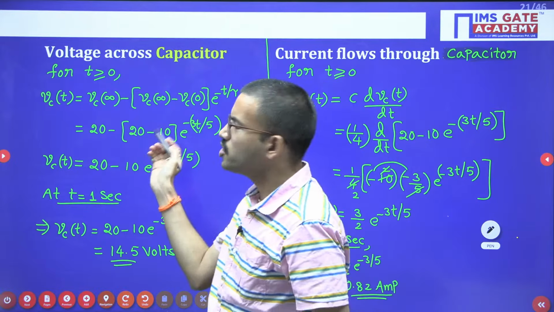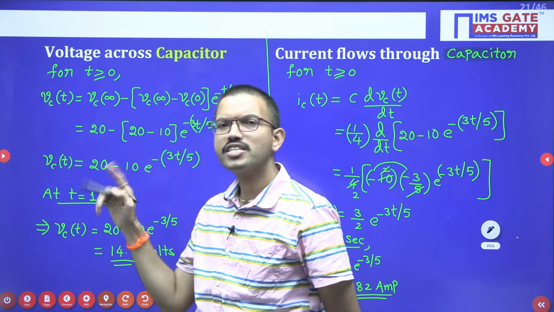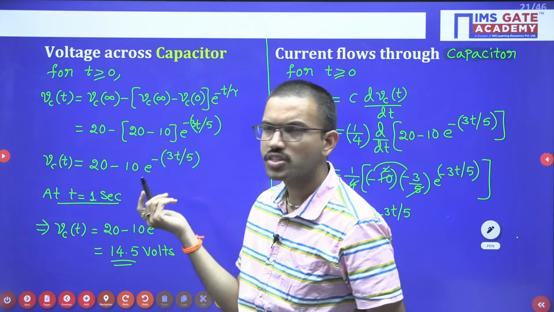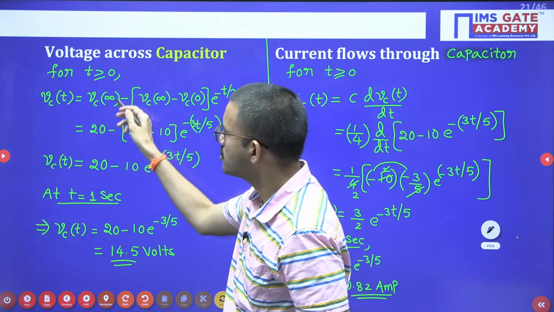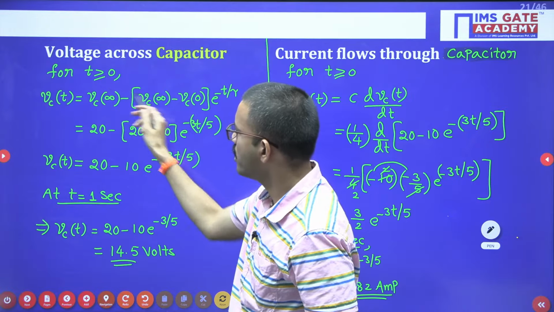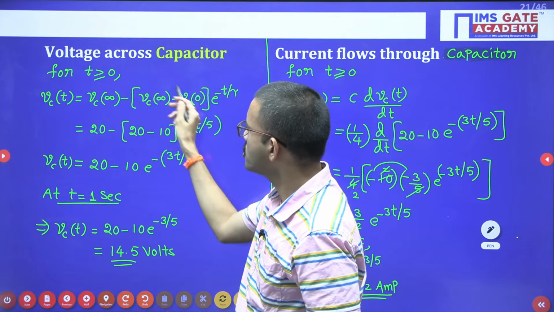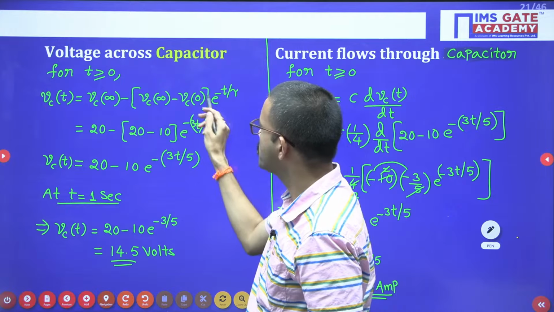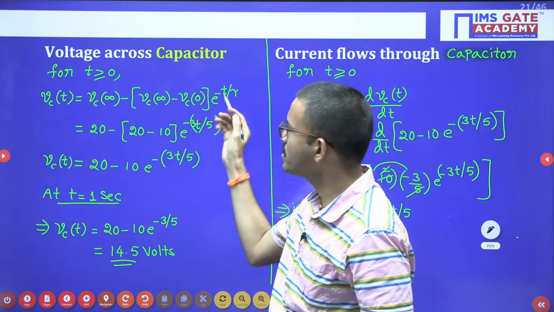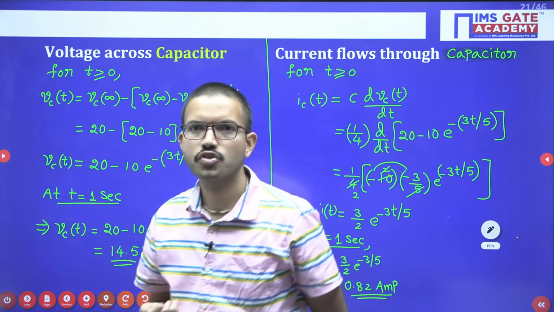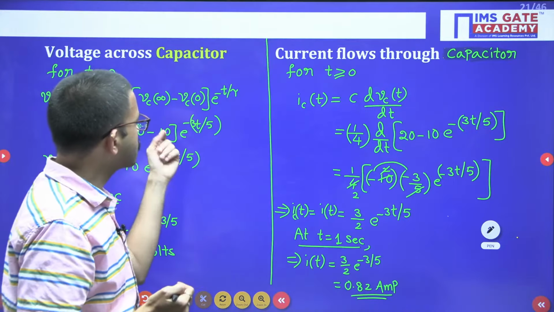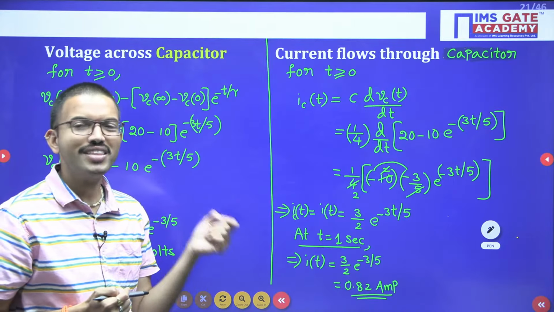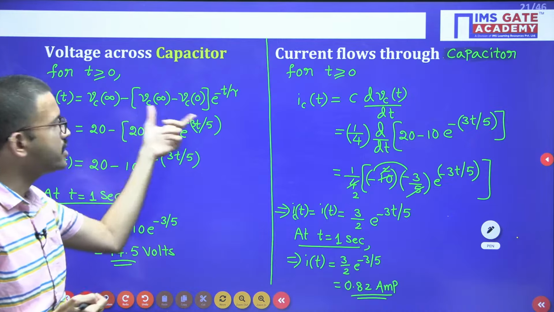Say for example, whenever you are having a source free circuit, after the switching action, if there is no independent source connected, that means the final value is 0. The moment you keep the final value as 0, here minus into minus is what? Plus Vc of 0 into e power minus t by tau. That expression I have already written in the previous question, right? So whatever source free circuit equation you are having, that is a derived version from this standard equation.